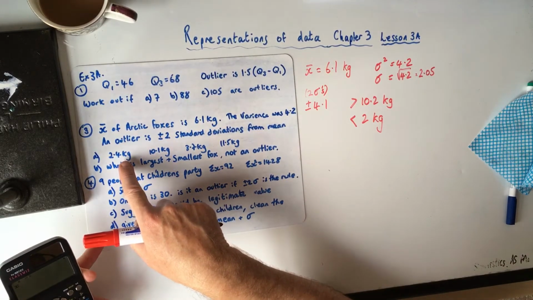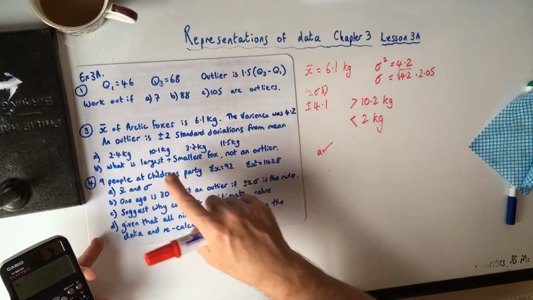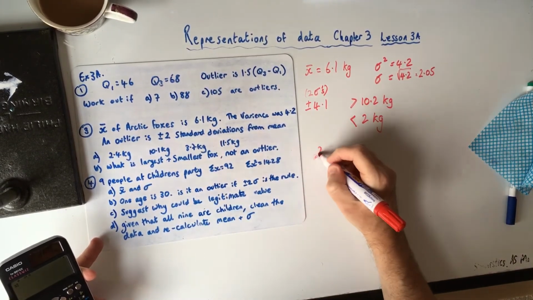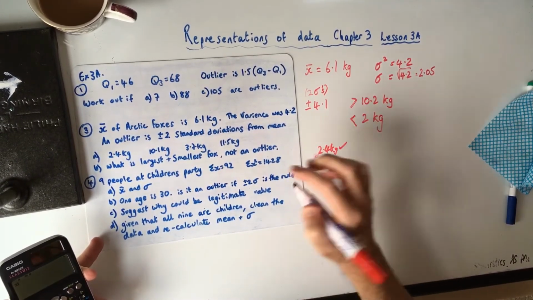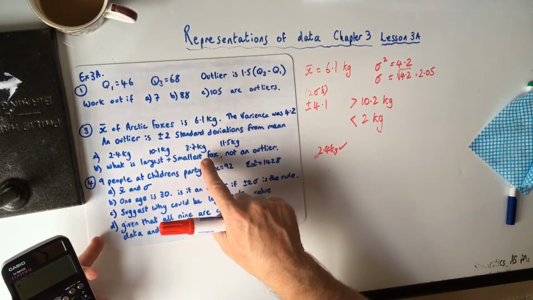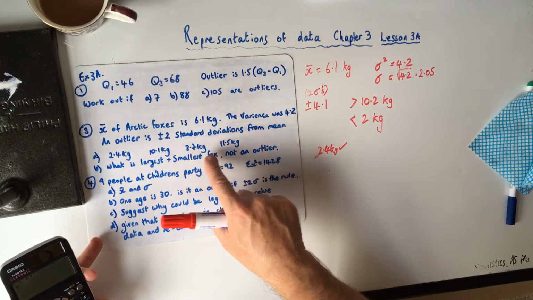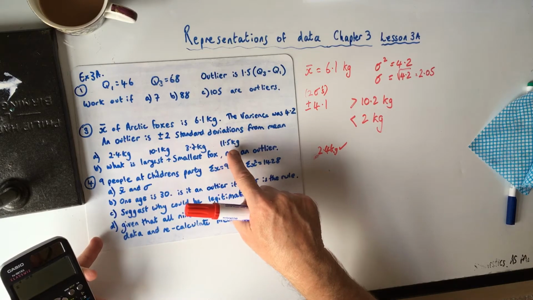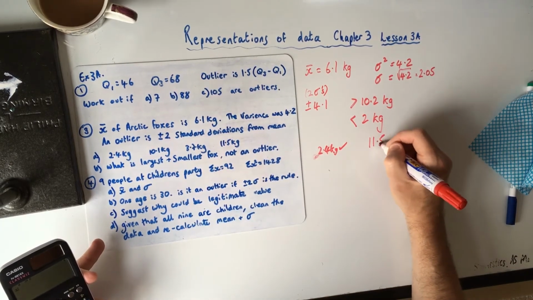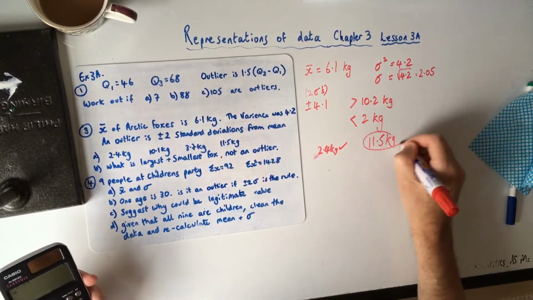2.4 is okay, it's not an outlier. 10.1 is just about okay. 3.7 is okay. 11.5: we've got an Arctic fox, big fatty there, that's 11.5.